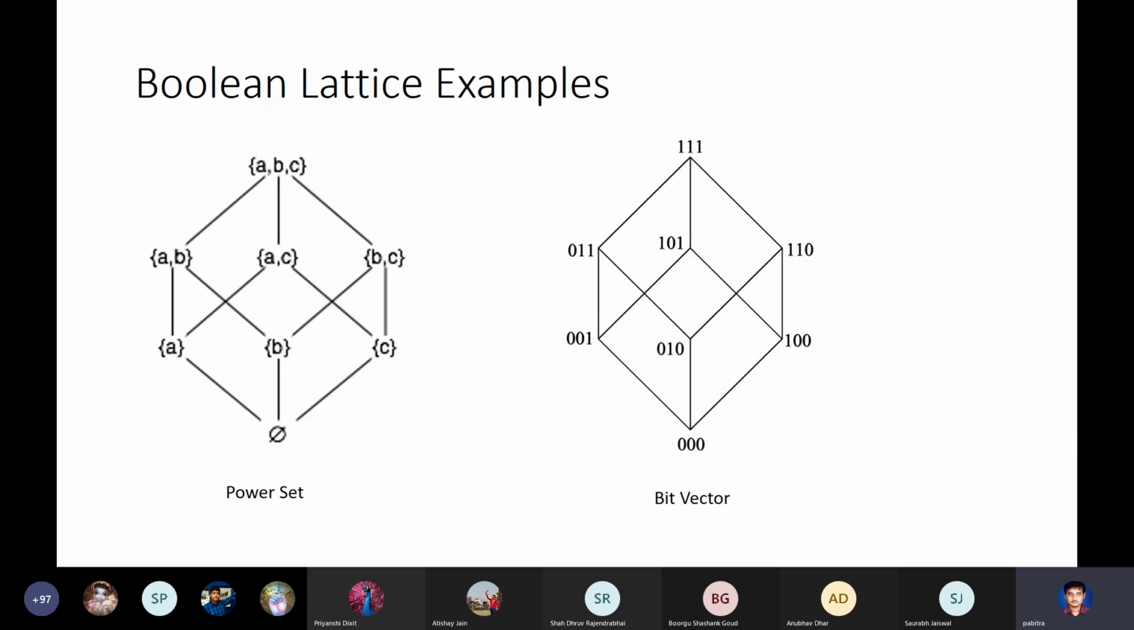So in the left hand power set, can you tell what is the partial order relation? It's the subset, inclusiveness. Why is it a distributive lattice? Other things I think are obvious. Why is it distributive? Can you tell?